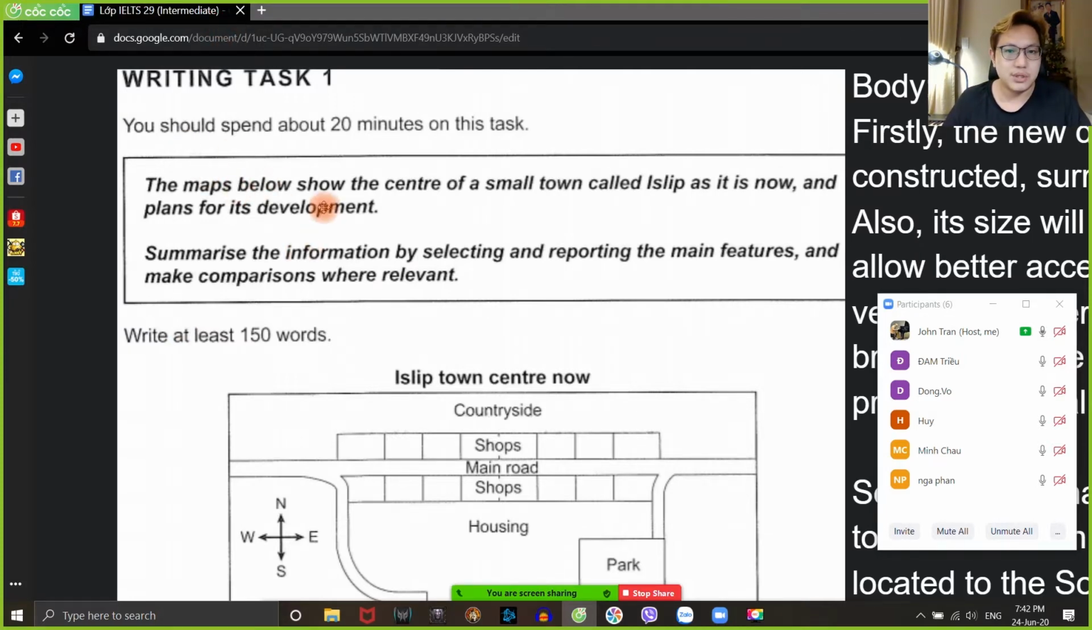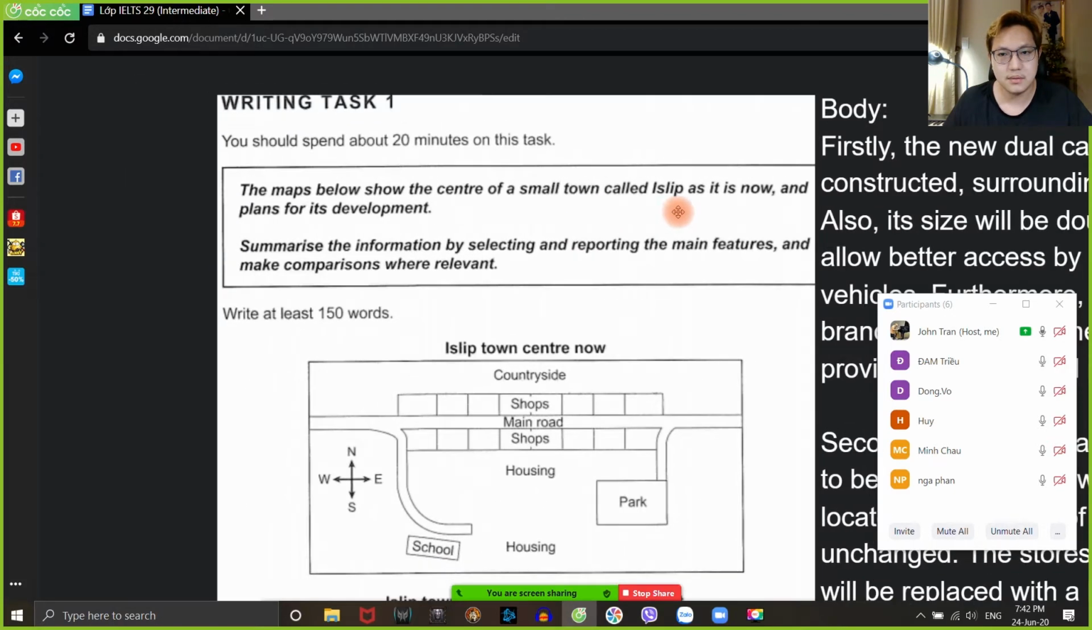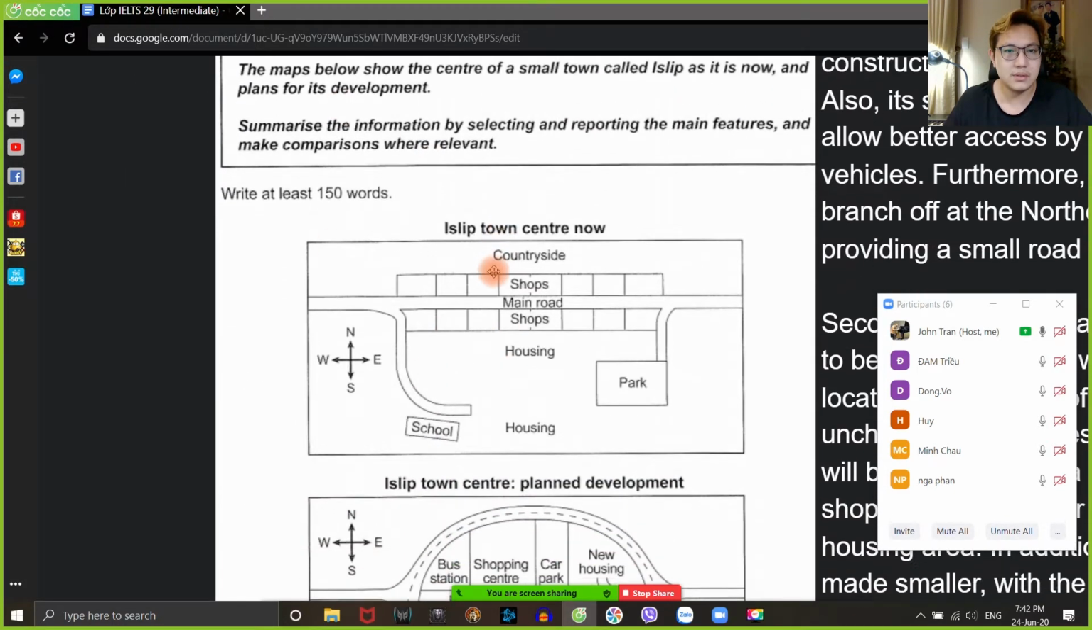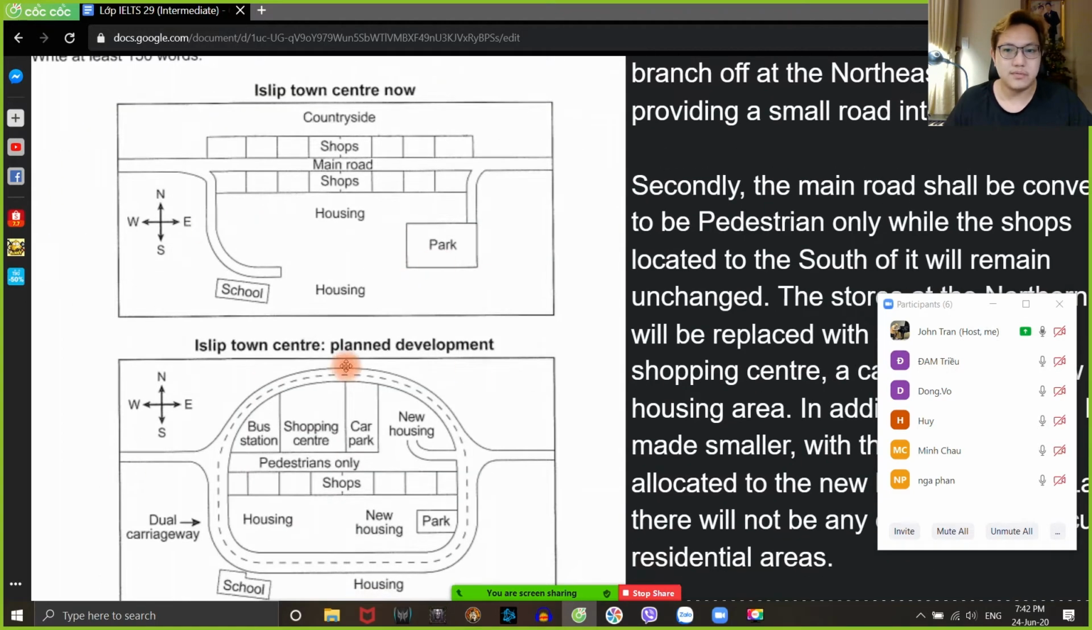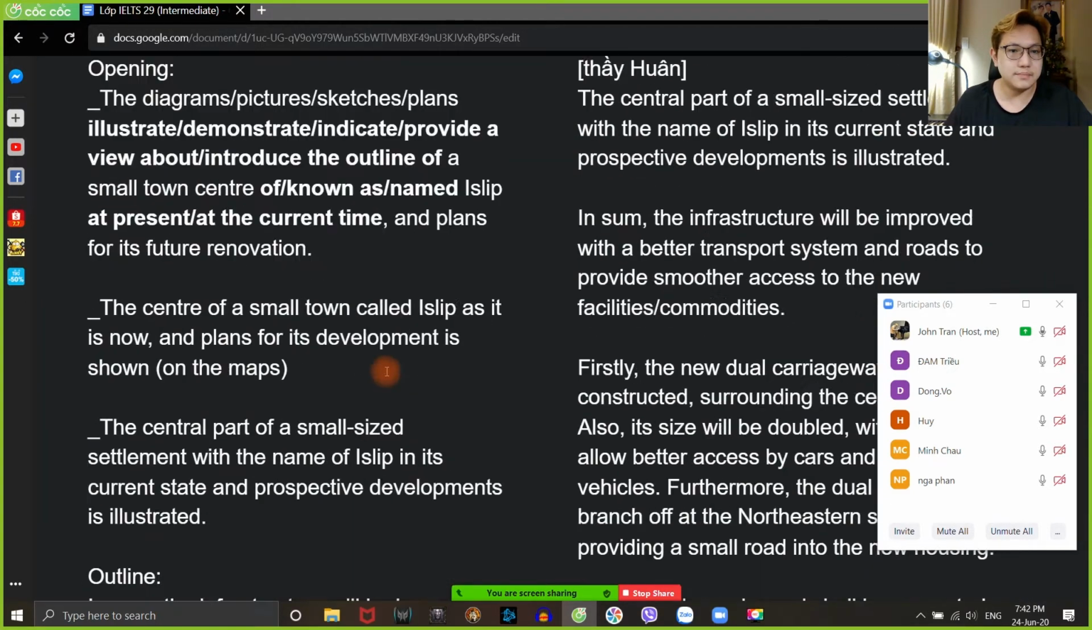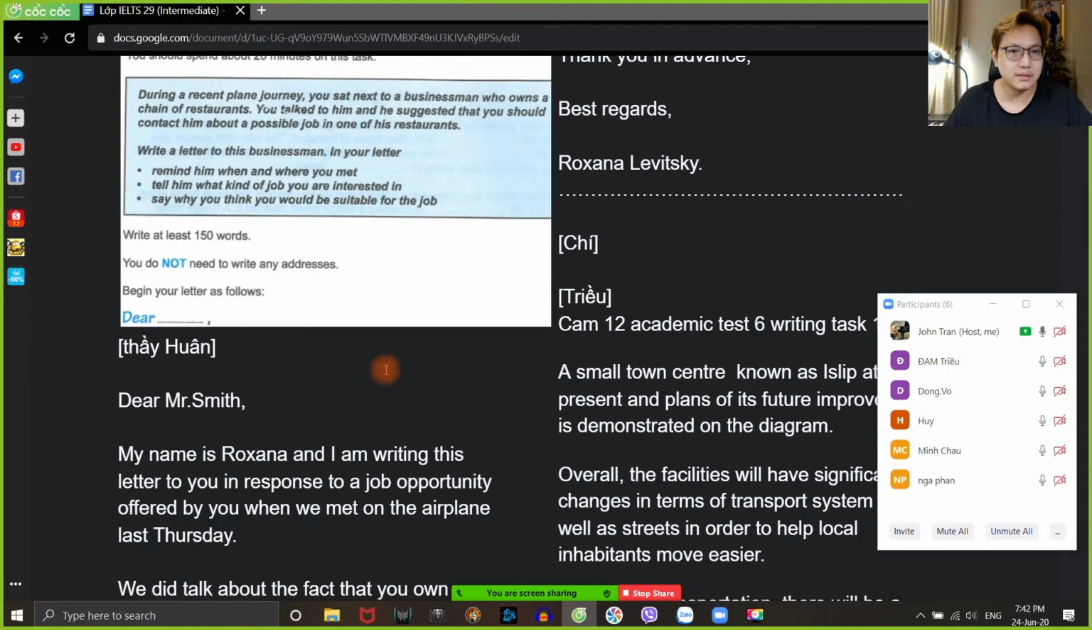The maps below show the center of a small town called Islip as it is now and plans for its development. Cái bản đồ, hai bản đồ sau đây nó show ra được cái trung tâm của một cái thị trấn nhỏ gọi là Islip. Bây giờ và kế hoạch cho tương lai phát triển của nó. So you can see here và cái một cái task nữa đó chính là cái viết thư.